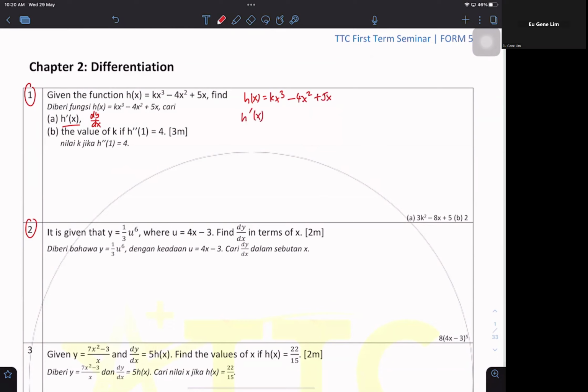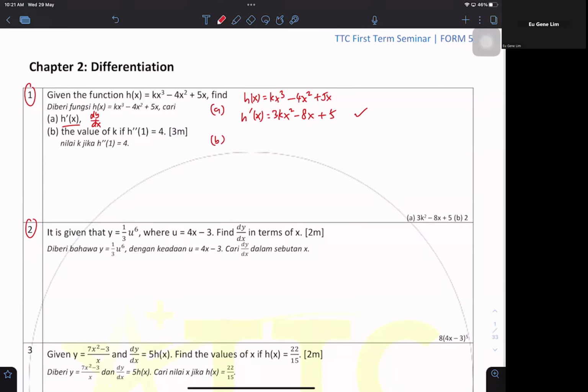So h prime shouldn't be a problem for you. Just power times in front, power minus one, power times in front, power minus one, which is one but one no need to write. Okay, just like that. That's the answer. That's for question A.